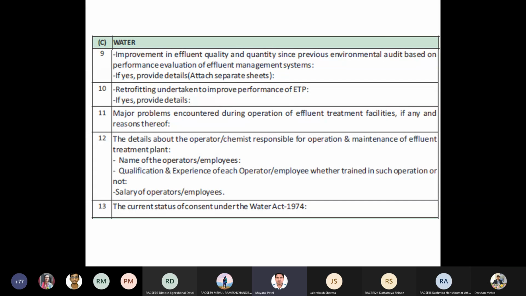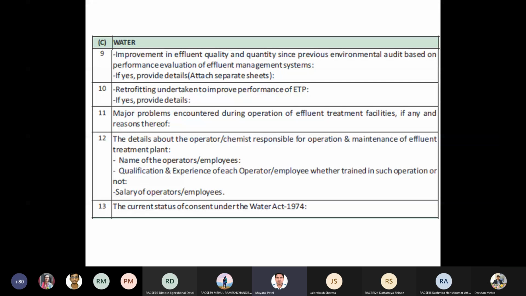And if it is improving, then you can explore ways through which the existing facility can further improve the quality of effluent. You can even explore the possibilities of reusing and recycling the effluent, so that your water demand will decrease and you take care of the fresh water. The makeup quantity of fresh water will be reduced when you do this recycle and reuse. That is also important. Then retrofitting undertaken to improve the performance of the ETP, if it is the case, you can mention it.